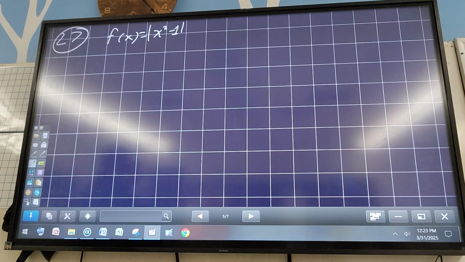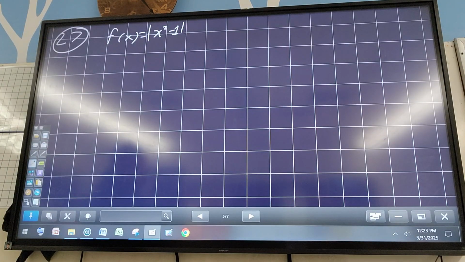Right. So will that just be x squared plus 1? No, not x squared plus 1. For much of it, it will be x squared minus 1, and then you have to take the absolute value of it, except where it would be negative. Where will x squared minus 1 be negative?